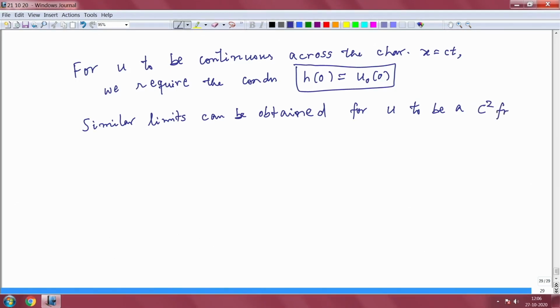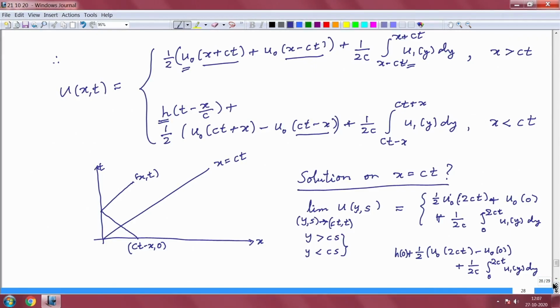C2 function. So, let me write down. It is a bit of computation. You can similarly differentiate this expression with respect to either x or t, and similarly u_xx, u_xt, everything. So, you will get two more conditions.